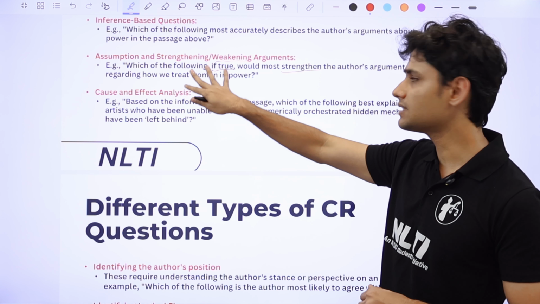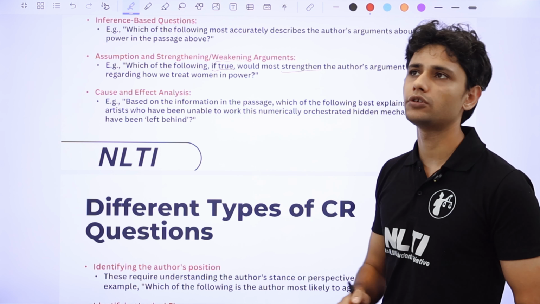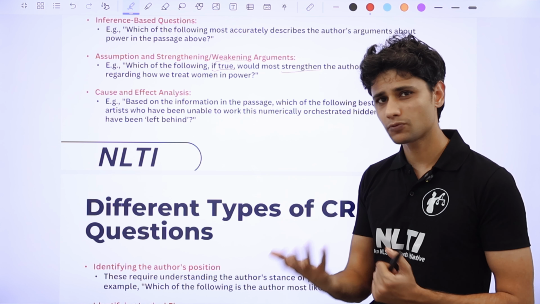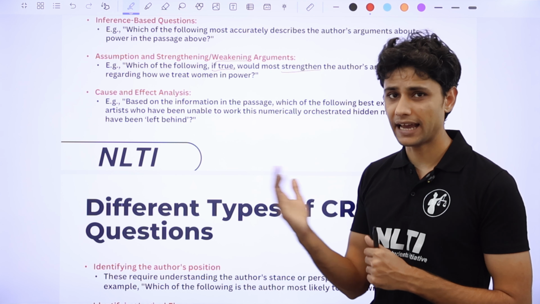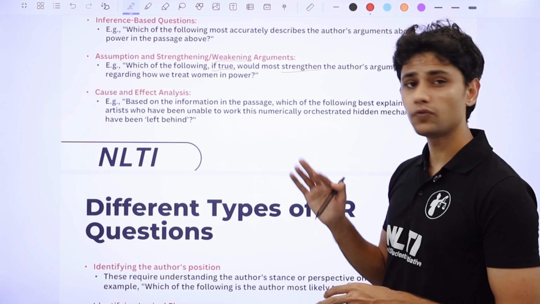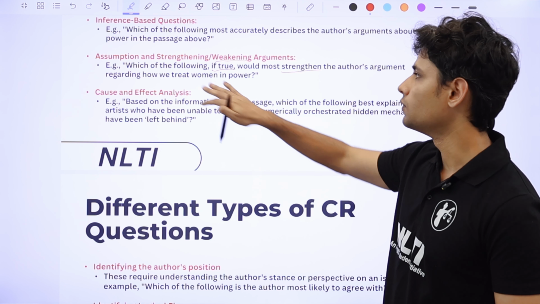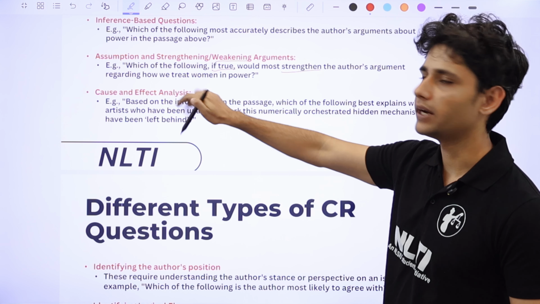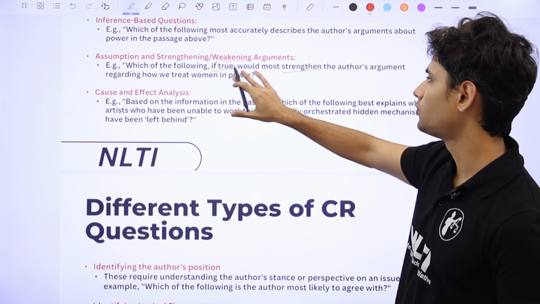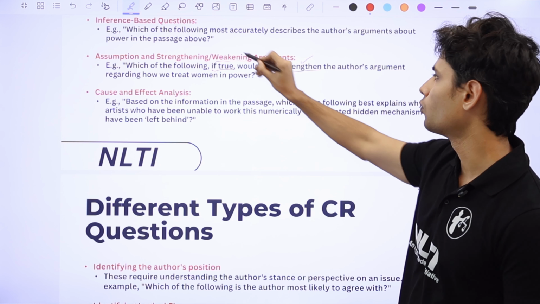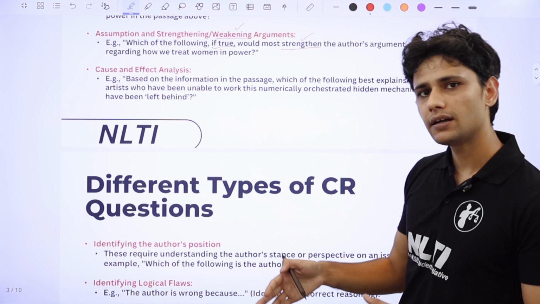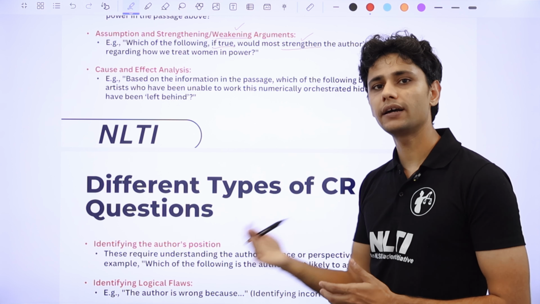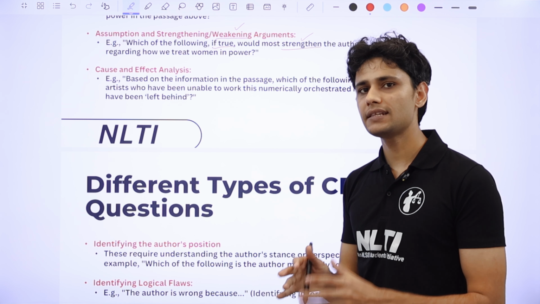Nonetheless, these are the kind of questions you will see, at least about 5 to 6 questions on average. In the last 4 editions of NLSAT, they have asked on average 3 to 4 questions at the very least which are based on this template: which of the following, if true, would either strengthen or weaken the author's argument.